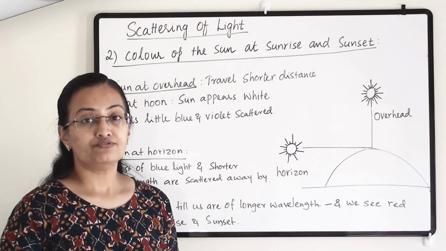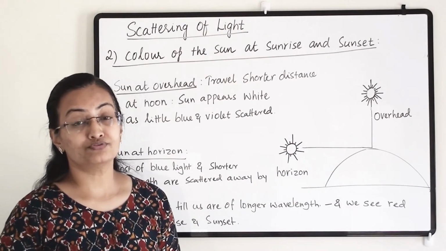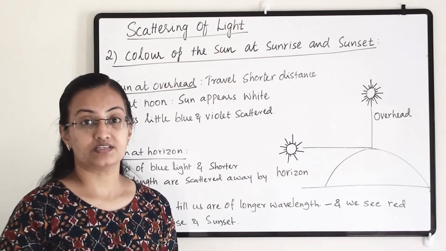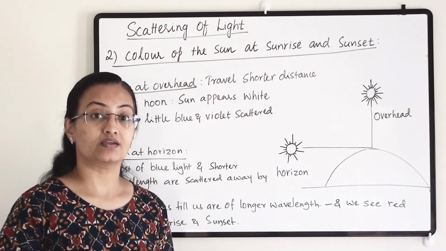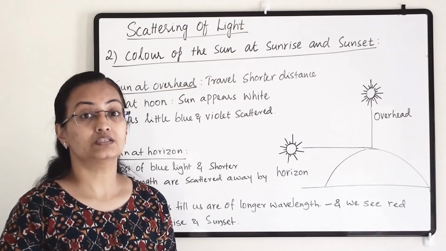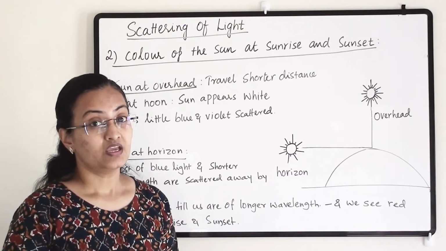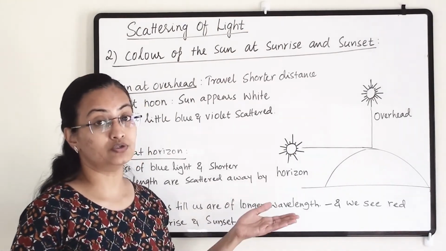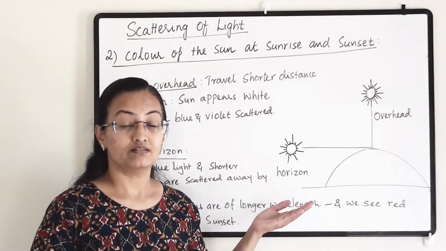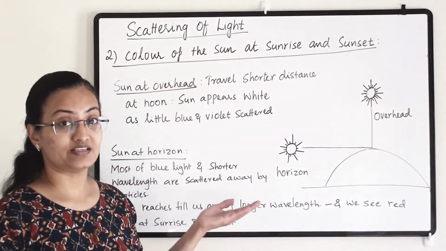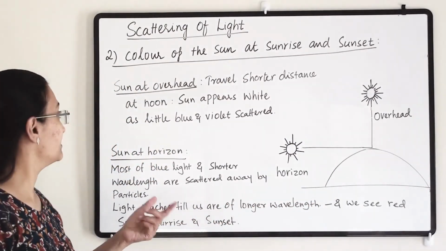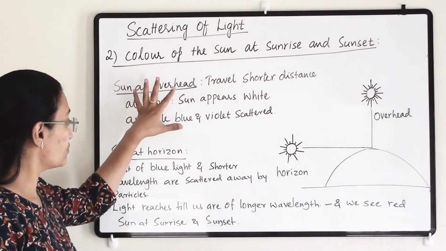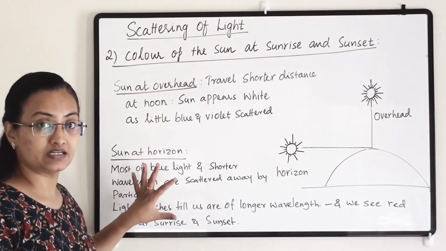Now our second phenomenon is the color of the sun at sunset and sunrise. Earlier we have seen why the color of the sky is blue. Then what is the reason that at sunset and sunrise we'll be able to see the sky light pink or reddish, and the sun will appear to us as red? So, when the sun is overhead and when the sun is at the horizon.